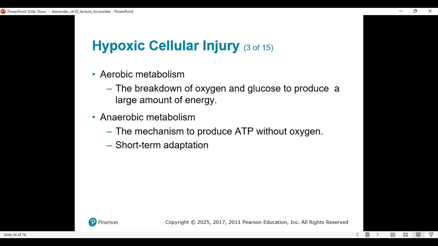Let's talk about the difference between aerobic and anaerobic metabolism. The aerobic is the breakdown of glucose with oxygen to produce large amounts of ATP, or energy. When there's a lack of oxygen for some reason, you go into anaerobic, and they start producing very limited ATP without the oxygen, which means the cell can't function. And then you start building up byproducts like lactic acid.